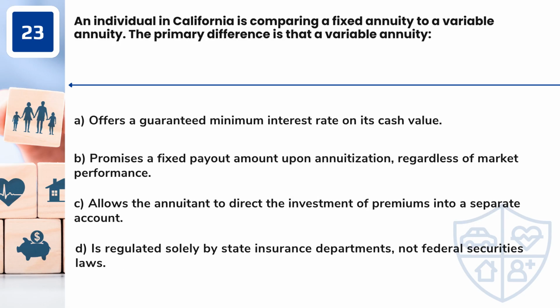Question 23. An individual in California is comparing a fixed annuity to a variable annuity. The primary difference is that a variable annuity: A. Offers a guaranteed minimum interest rate on its cash value. B. Promises a fixed payout amount upon annuitization, regardless of market performance. C. Allows the annuitant to direct the investment of premiums into a separate account. D. Is regulated solely by state insurance departments, not federal securities laws.